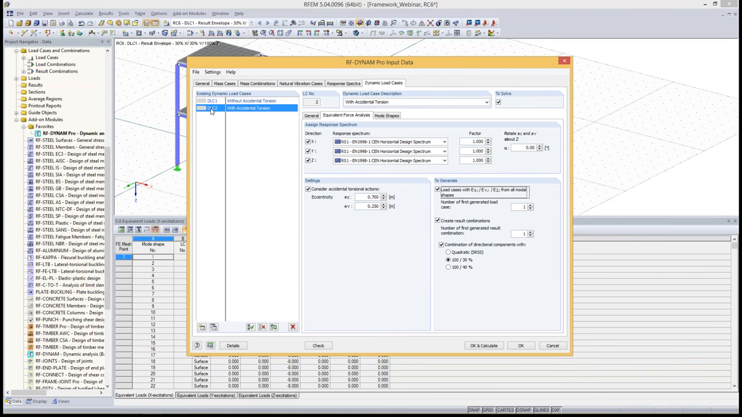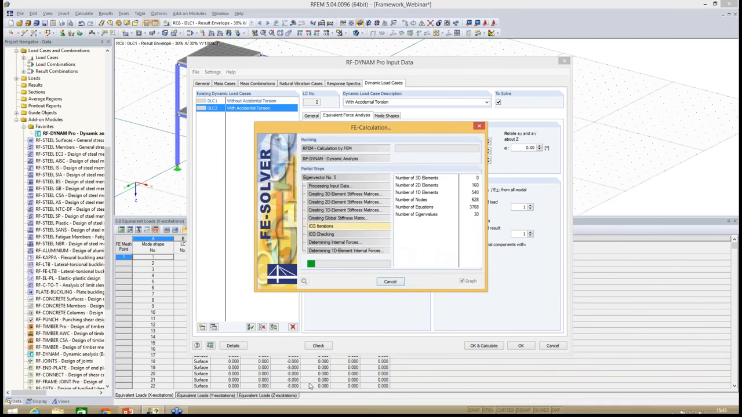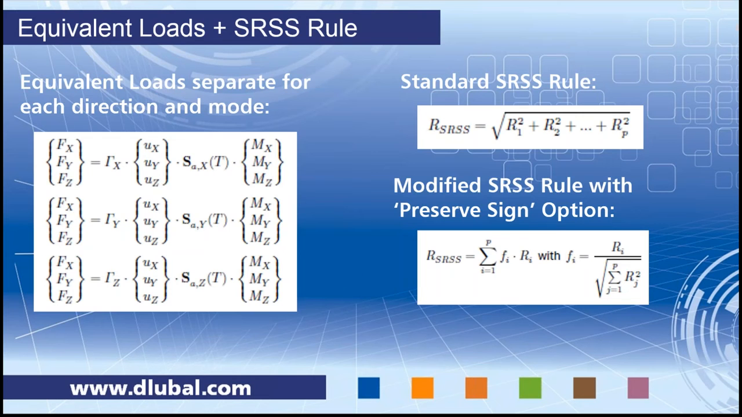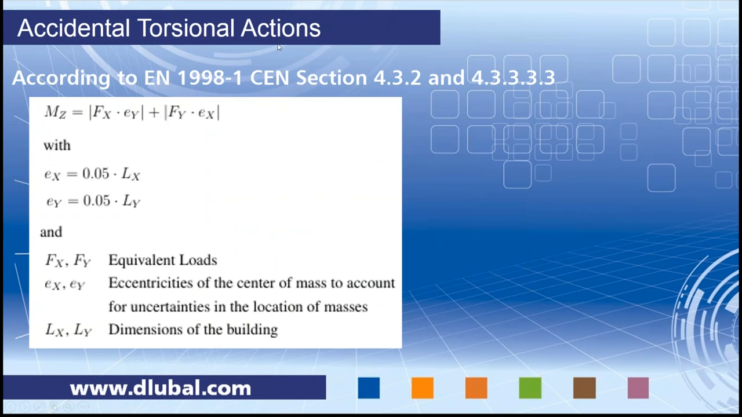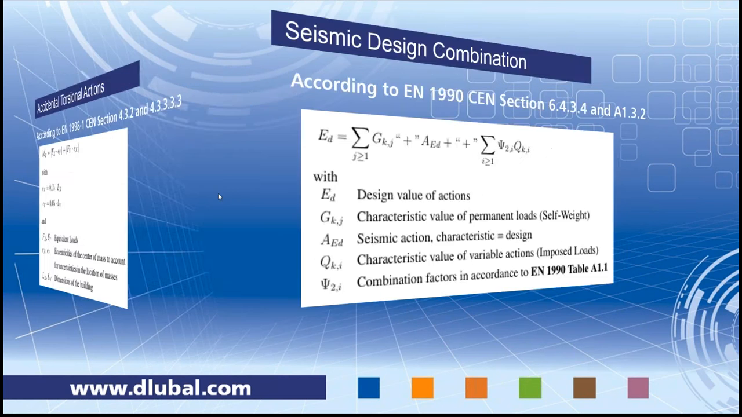So I want to show you the difference in the load cases that are exported now. This is why I've copied the case. So we just perform a quick calculation again. In the meantime, I can show you how the torsional moments are actually calculated. Here you see the 5% of the length of the building in X and Y direction. This is in accordance to Eurocode in the sections as I've written it down here. And the torsional moments are actually calculated with this formula, using the equivalent loads. I showed you the formulas earlier.